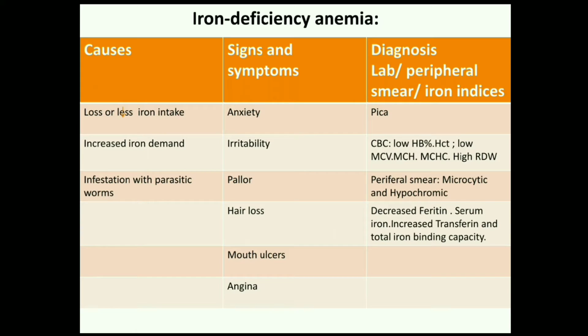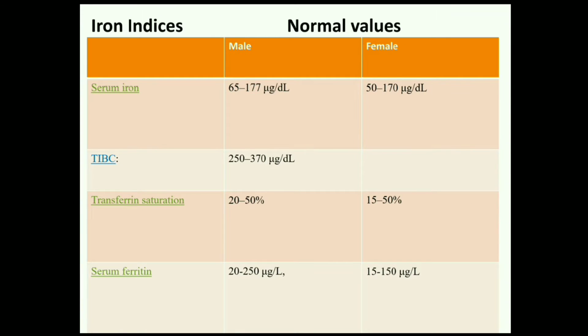The diagnosis for pallor is peripheral smear. The diagnosis for hair loss is decreased ferritin. Normal values of iron indices in males and females. Serum iron: in males, the values are 65 to 177 μg per dl. In females, the value is 50 to 170 μg per dl.